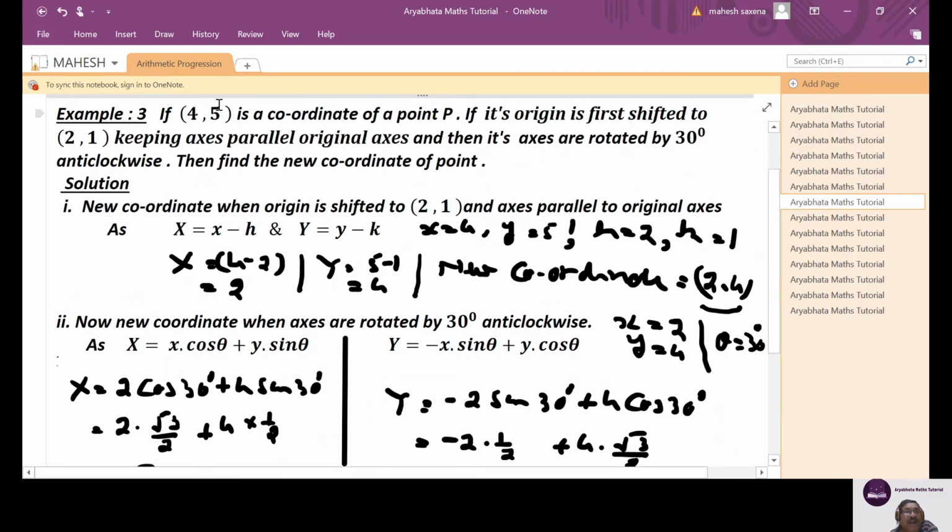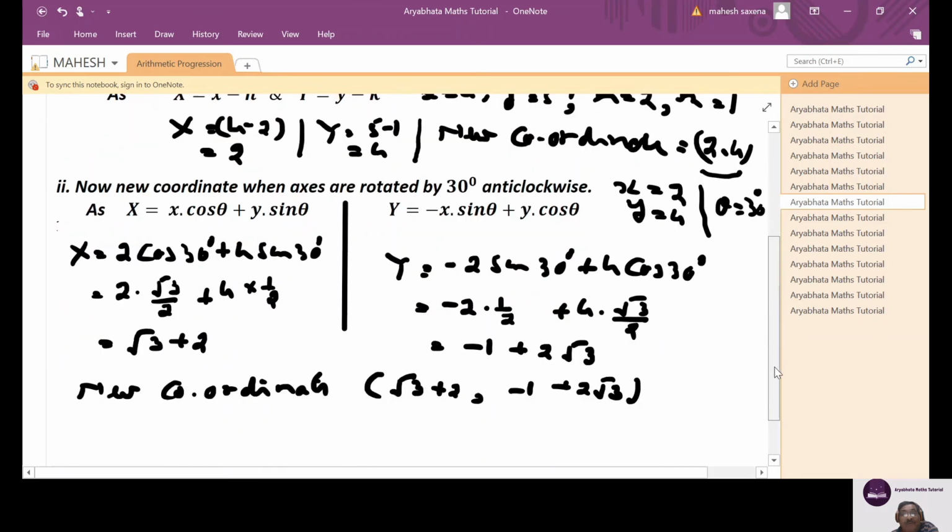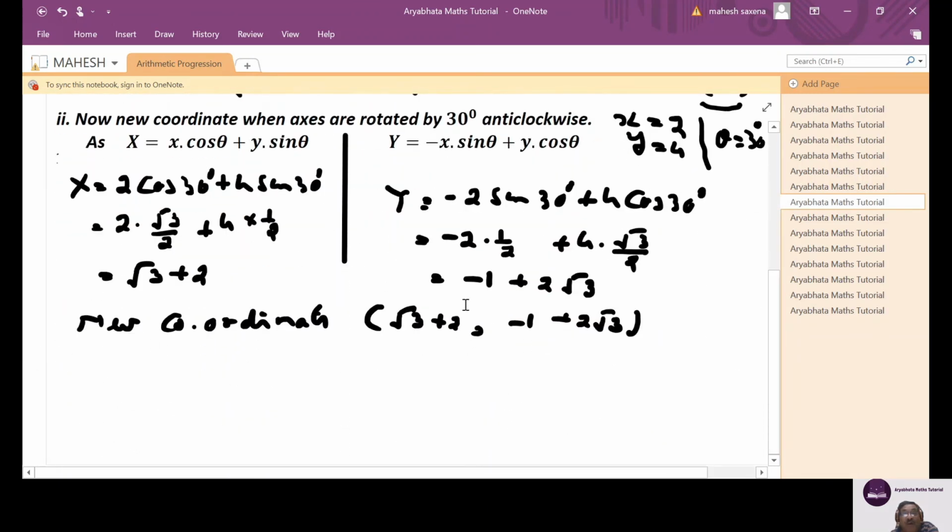That is the new coordinate of the point P, that is (4, 5), after shifting the origin to (2, 1) keeping the axes parallel to the original axes, and then the axis is rotated. The new coordinates of (4, 5) will be (root 3 plus 2, minus 1 plus 2 root 3).